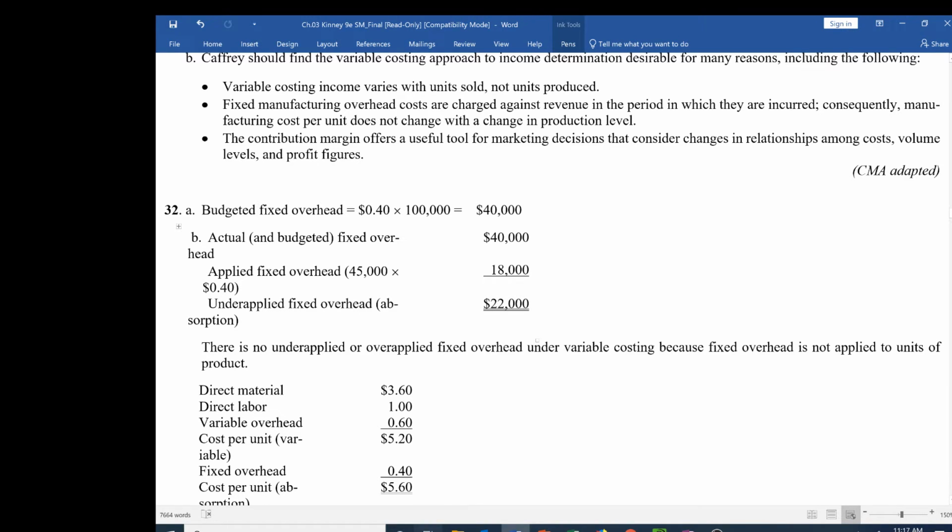Actual and budgeted fixed overhead is 40,000. Applied fixed overhead is 45,000. That would be your actual units times 40 cents. What is the 45,000 units? Is that direct labor hours or something? That's production for the year. That's units. So your applied fixed overhead, that is units. We already calculated the 40 cents, right?